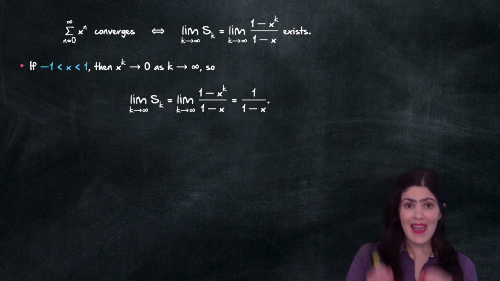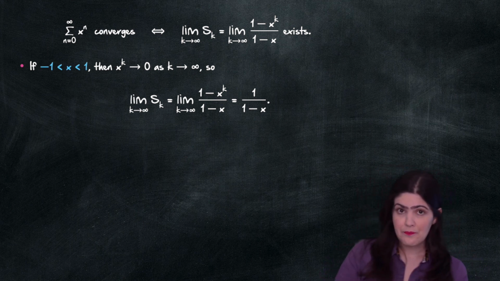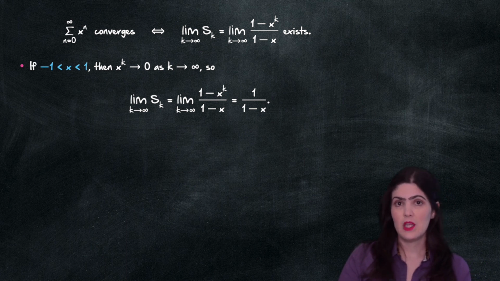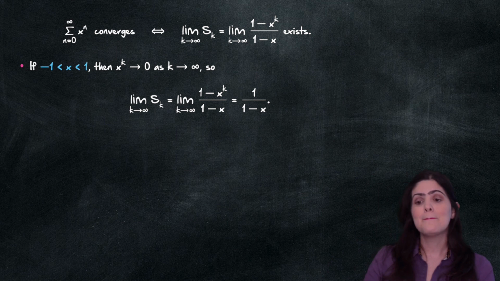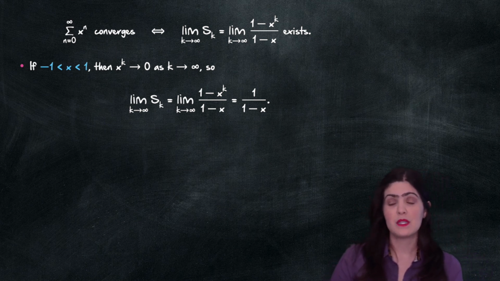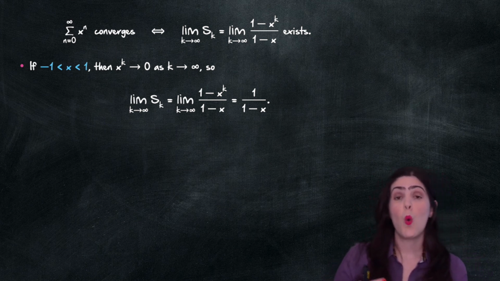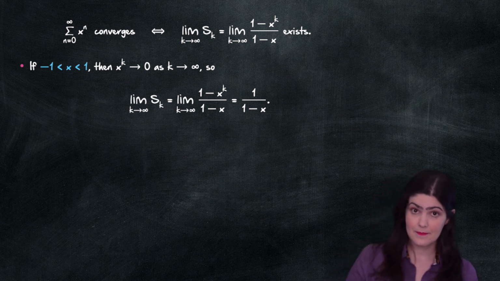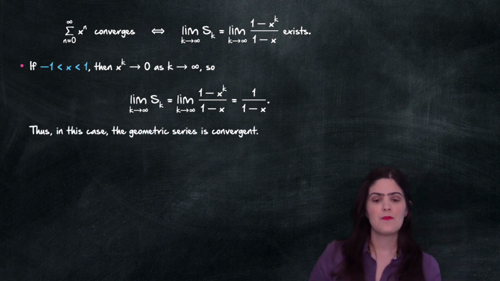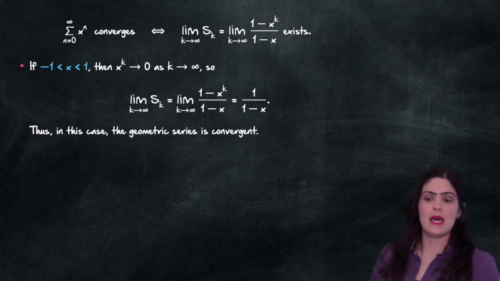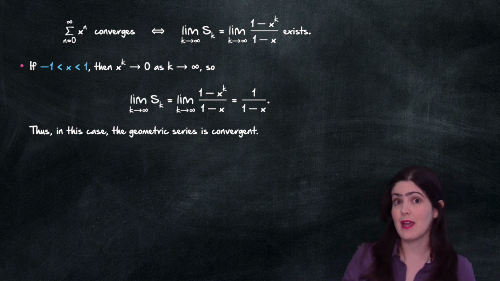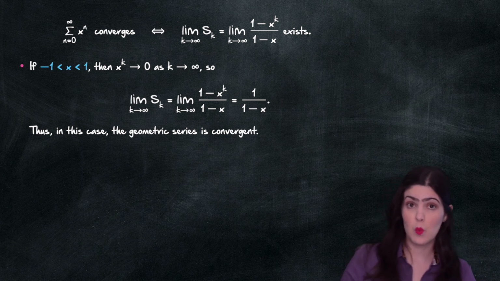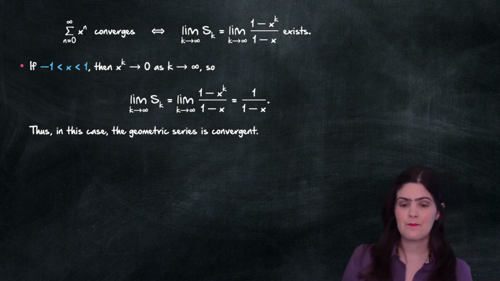So if x is between -1 and 1, we know that x to the k goes to 0 as k goes to infinity. So then my limit of the partial sums is equal to 1 over 1 minus x. In this case, we see that the series is convergent, and even more, we managed to find the sum of the series. The sum is just 1 over 1 minus x.